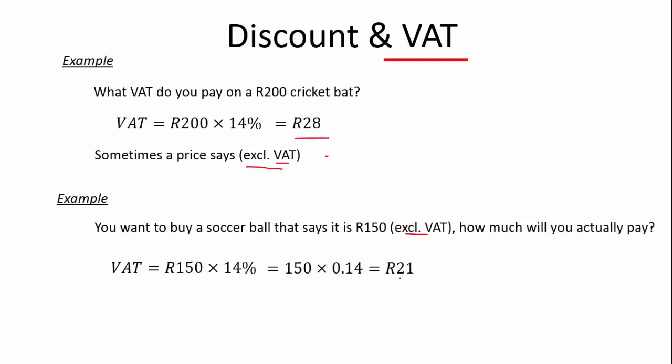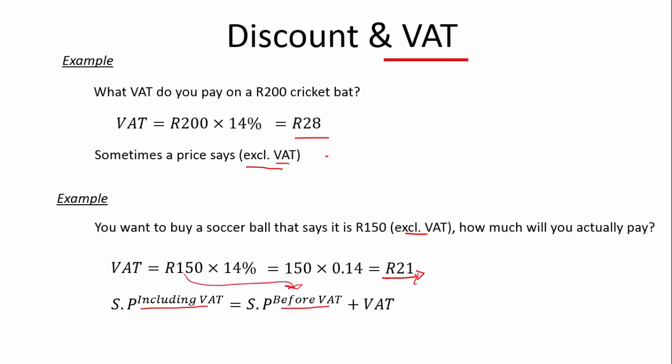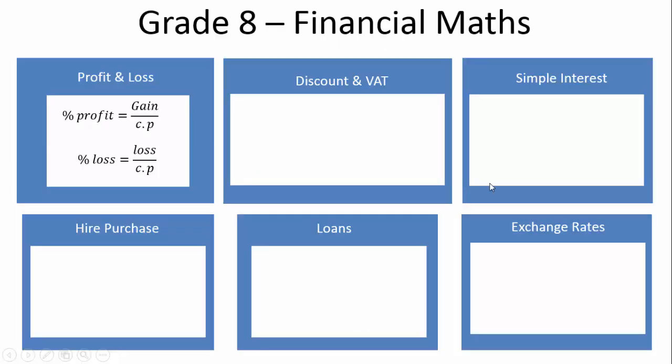150 times 0.14 is equal to 21 Rand. You've got to now add that 21 Rand to the selling price. So the selling price including VAT is the selling price before VAT, that we know is 150 Rand, plus your VAT of 21 Rand, and that is going to be 150 plus 21, which equals 171 Rand. And that's how much you will actually be paying. So look out if you ever can find something that says excluding VAT. It is very rare though.